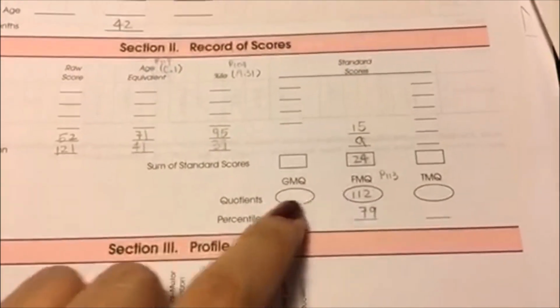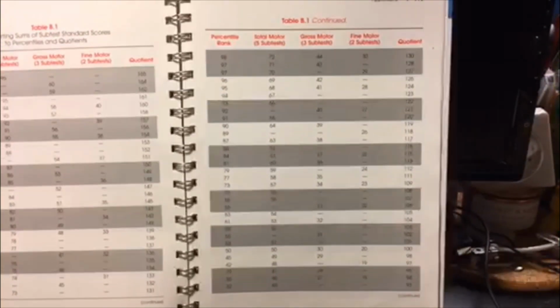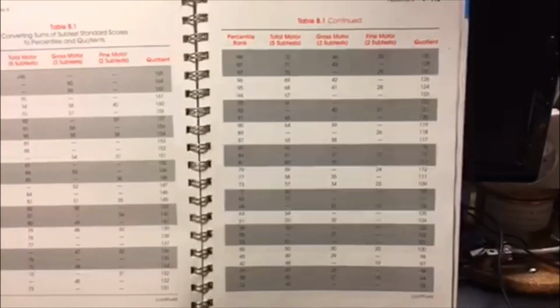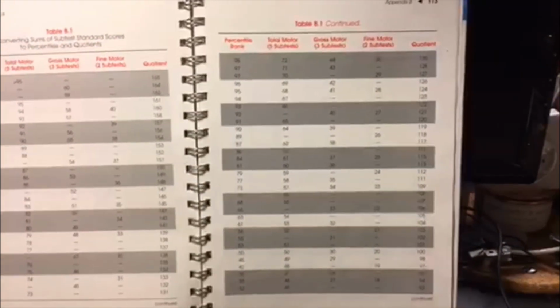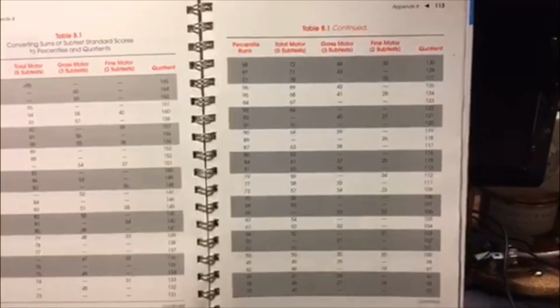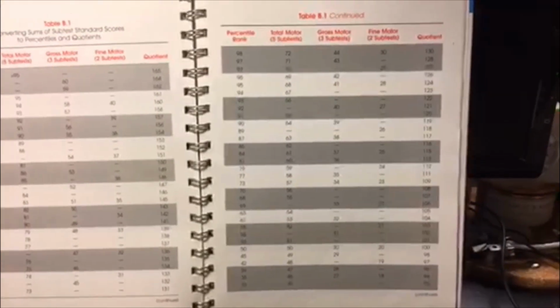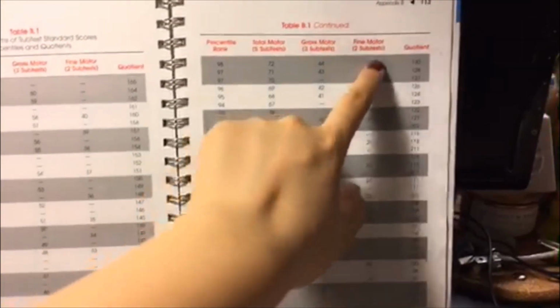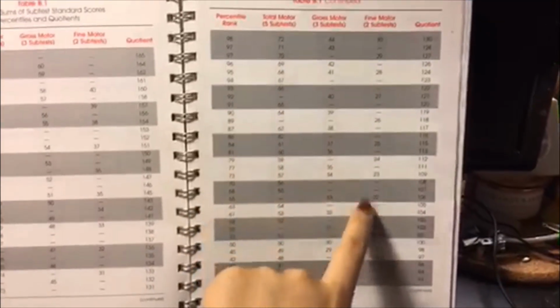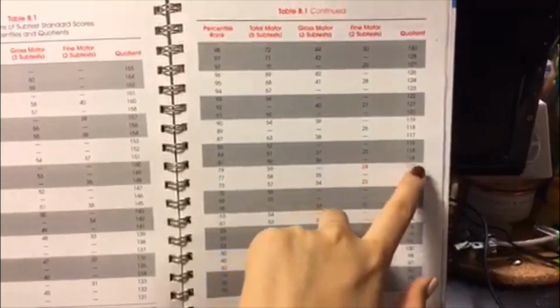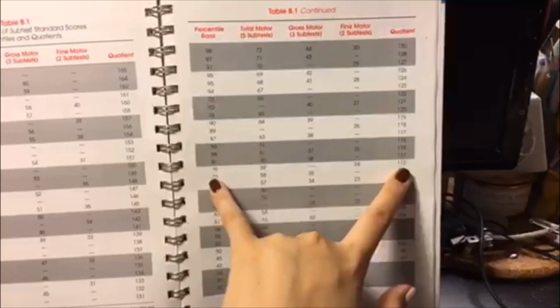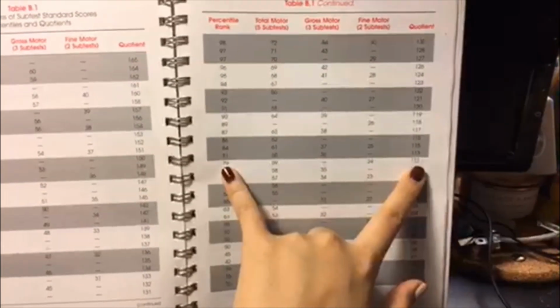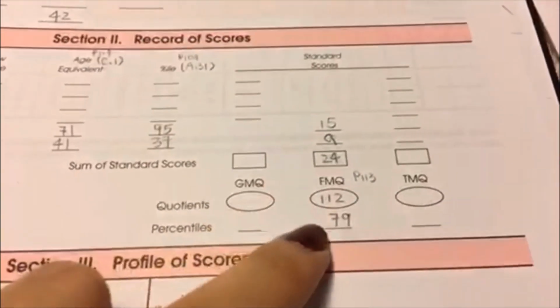Now to get the quotient and percentile, we're going to use table B. Alright, this is table B, and then we have our sum of standard scores equals 24. We're going to look for fine motor 24, and then quotient is 112, percentile rank at 79. So 112, 79. And there you go.